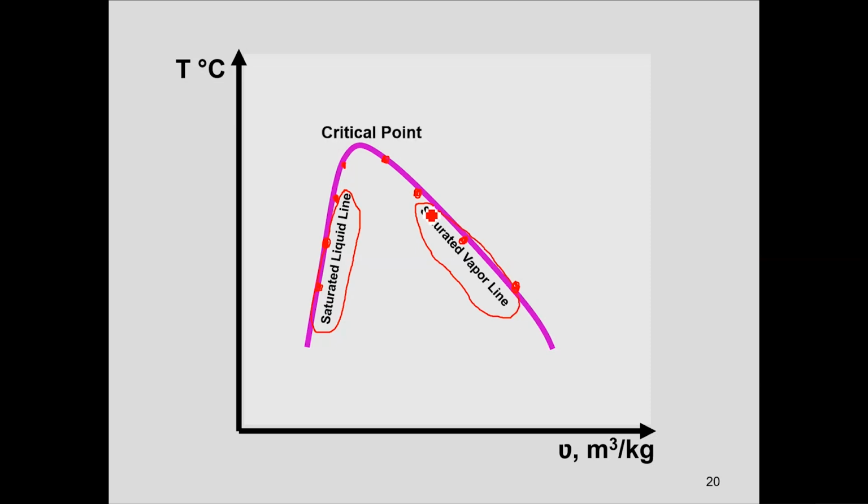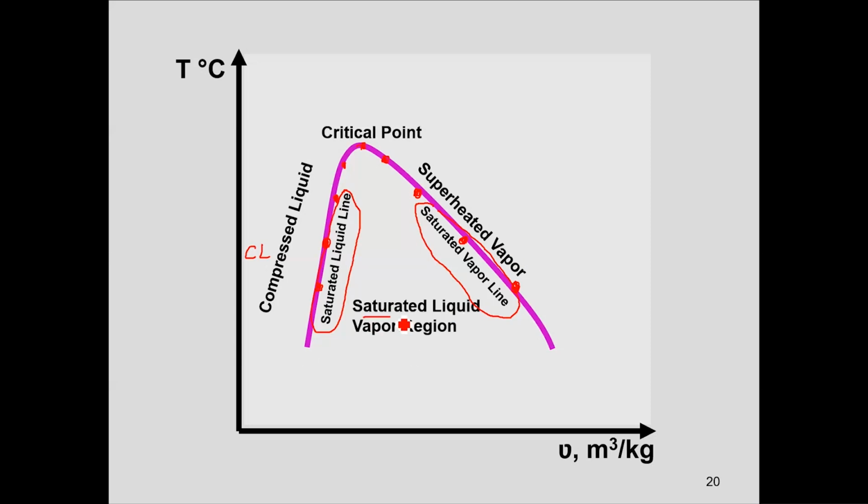I would have a critical point over here. This would be my critical point. This region would be what? This would be the compressed liquid region. The region to the right would be the superheated vapor region. And this central region would be what? This is the saturated mixture. Yes, saturated liquid vapor region, or this is also known as wet region.